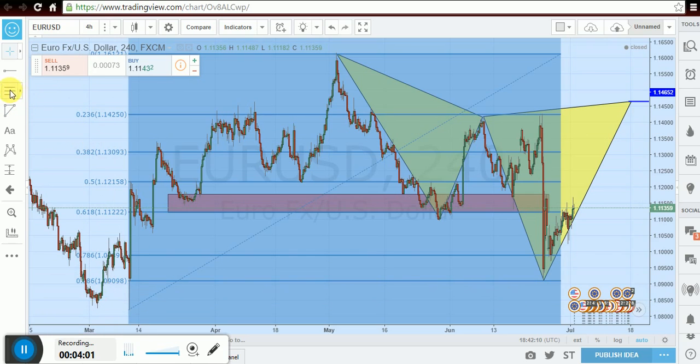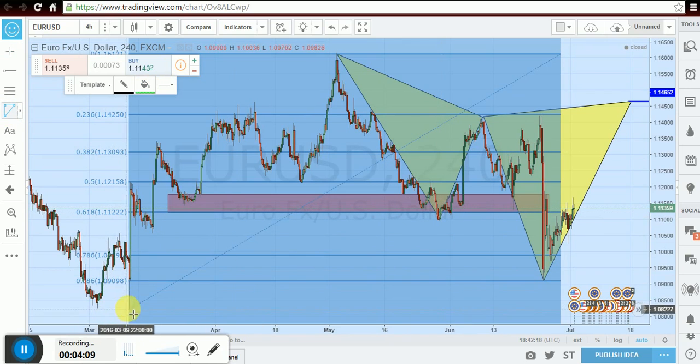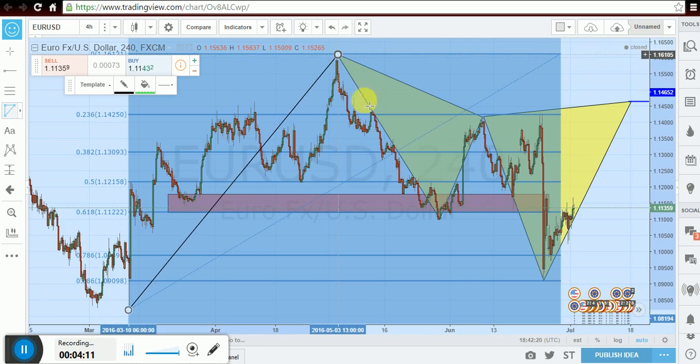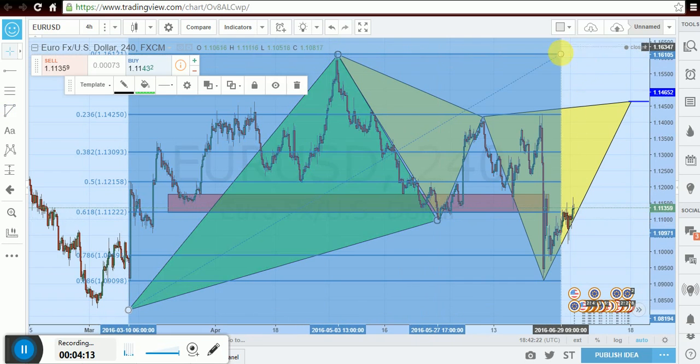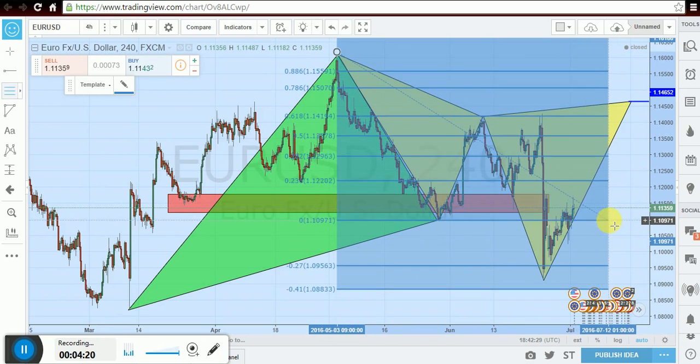Actually, let me bring in my Fibonacci. Yeah, we got the Fibonacci. We got a 618 retracement. So let me bring in my little triangle. X to A leg, A to B leg. So now we're looking for the market to complete that Gartley pattern at the 127 extension of our A to B leg.